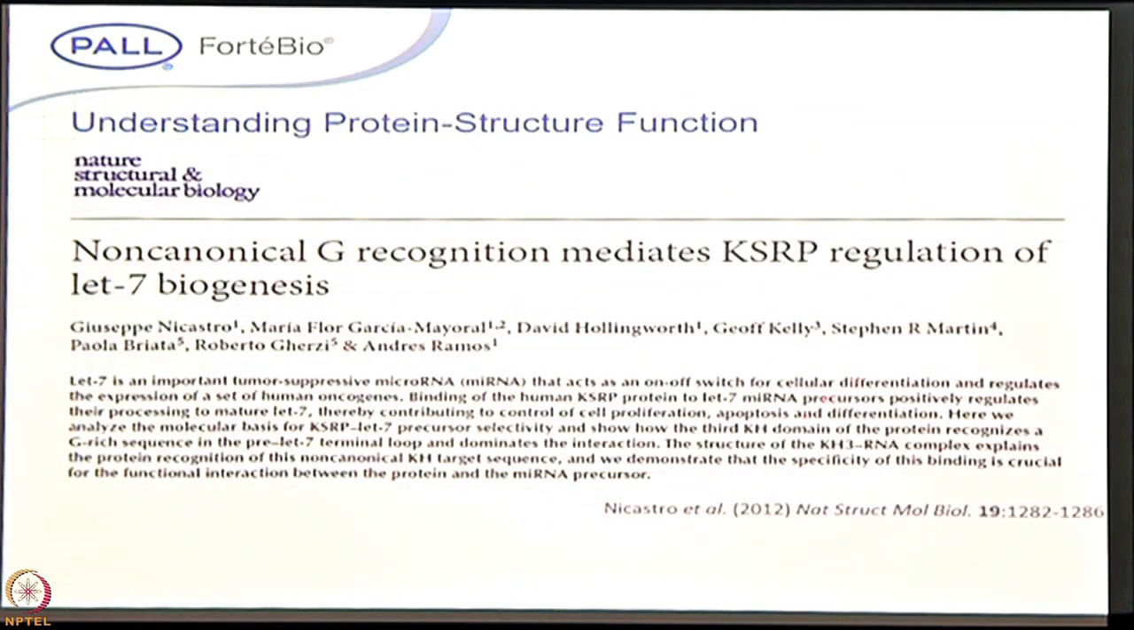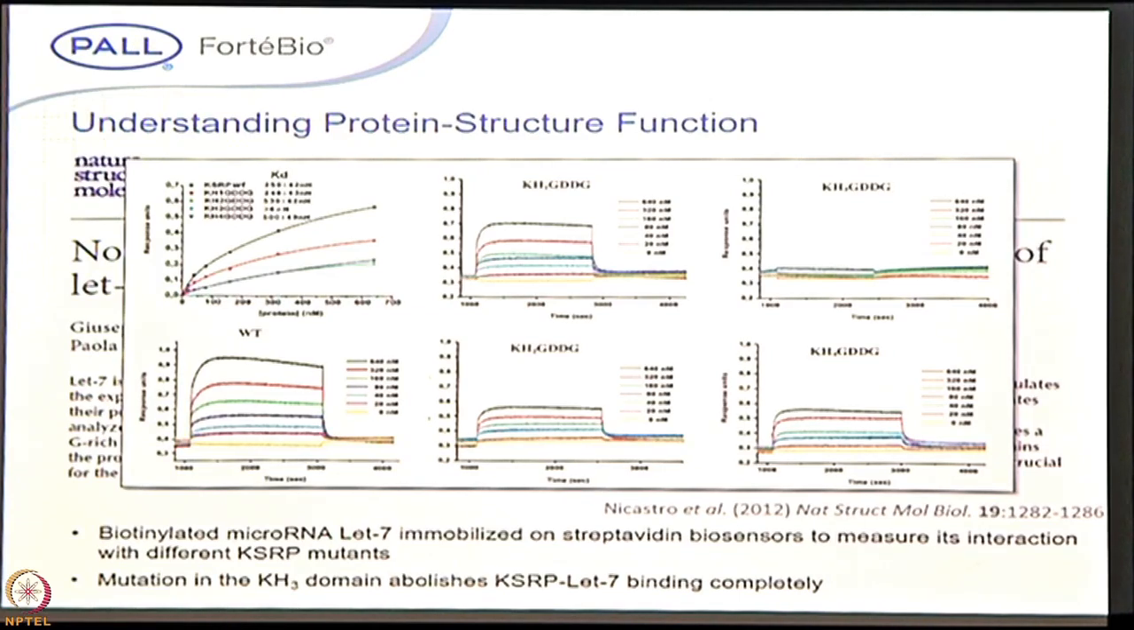The next example I can show is where we can understand protein structure and function. Here, LET7 is one of the important tumor suppressor microRNAs. In this, the author used KSRP, a protein which binds to the LET7 precursor. The LET7 microRNA is biotinylated and immobilized onto the streptavidin sensor. This KSRP has four domains. Among them, he made a mutation in one domain, KH3, and with the mutation it is not binding. With the wild type, he showed that KSRP is binding.